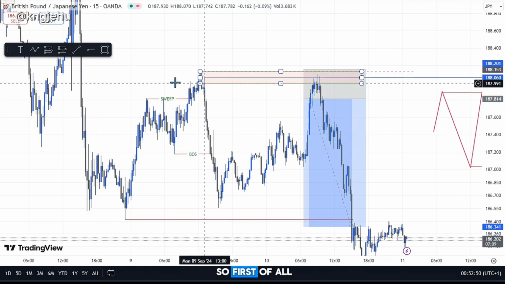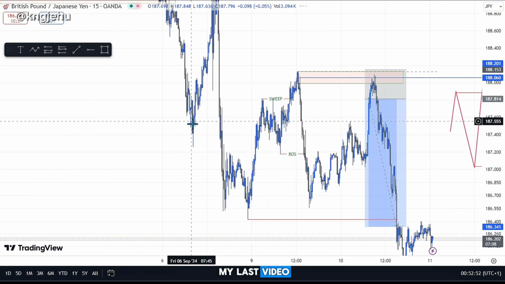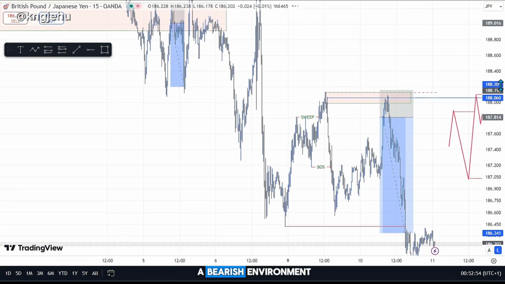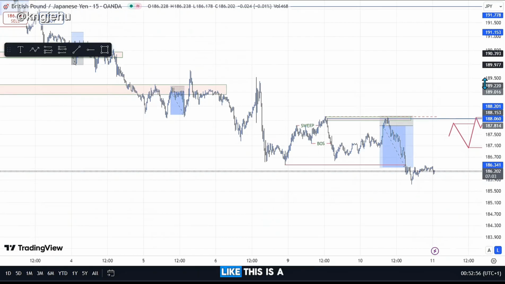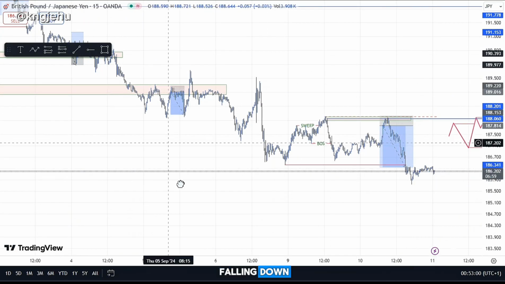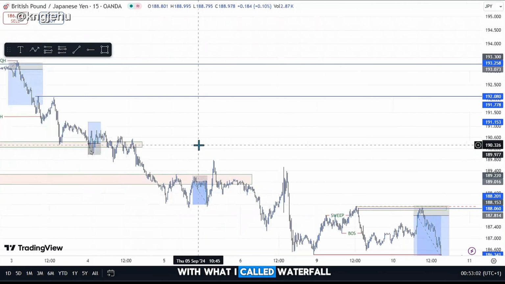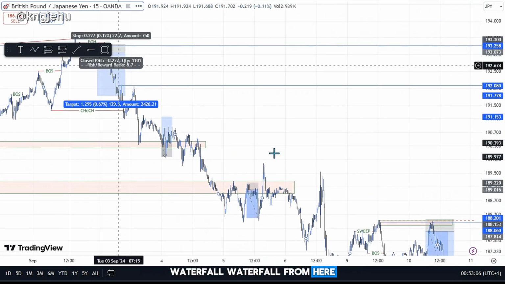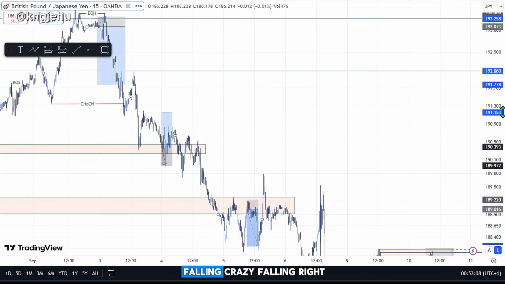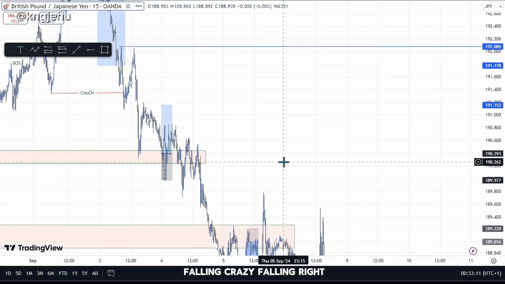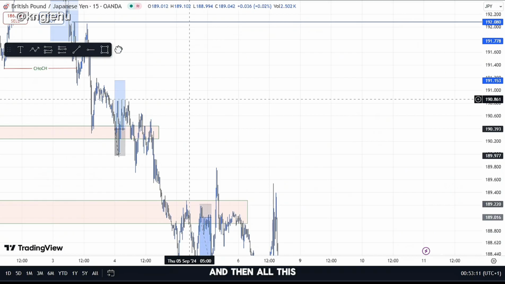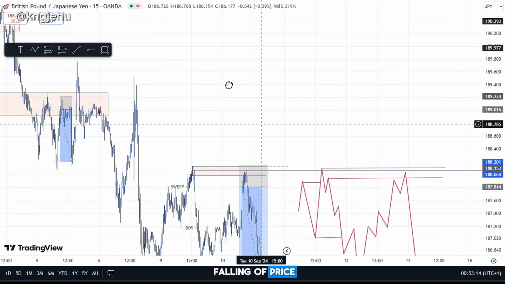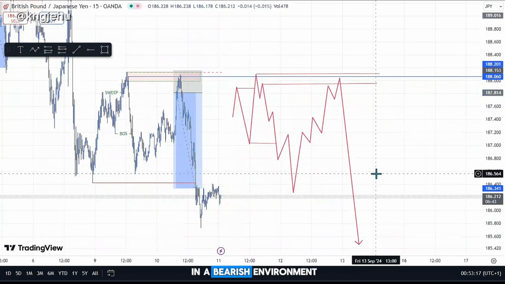First of all, as I said in my last video, whenever we are in a bearish environment, like this one, price has been falling down. Price has been doing what I call a waterfall. From here, price has been falling crazily. And with all this falling of price, what do we look for in a bearish environment?